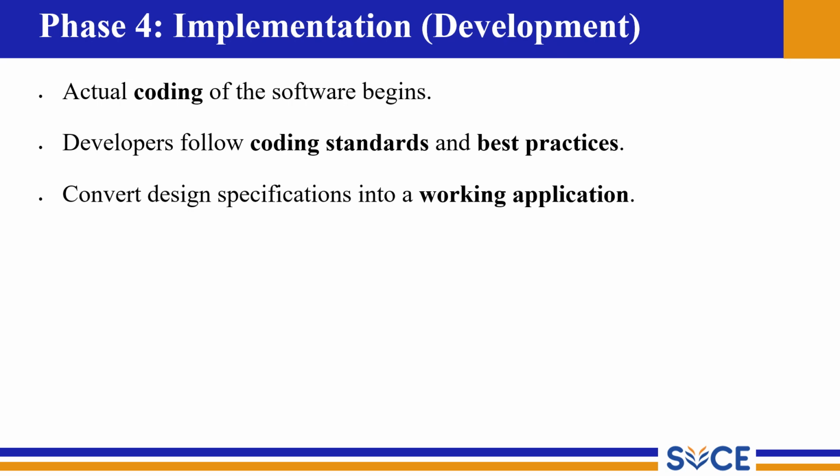For example, if our project involves multiple modules, such as student, faculty, and admin, developers will code and integrate each part systematically. The key goal here is to convert design into a working product. Good implementation ensures the code is clean, efficient, and easy to maintain.